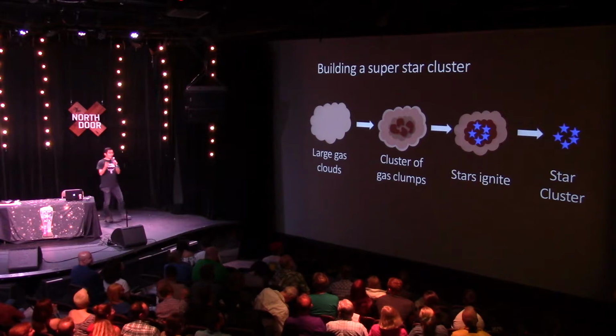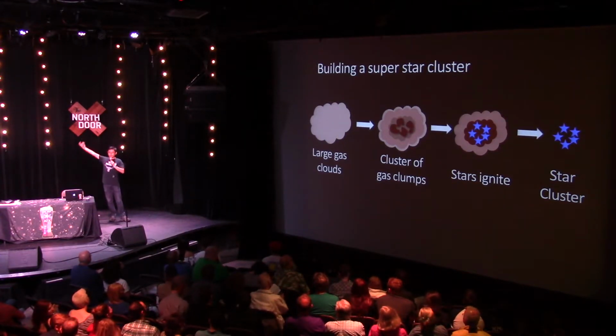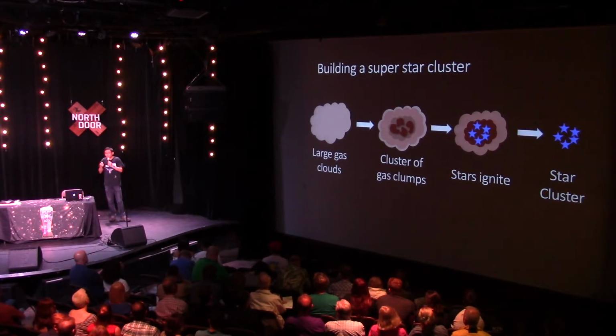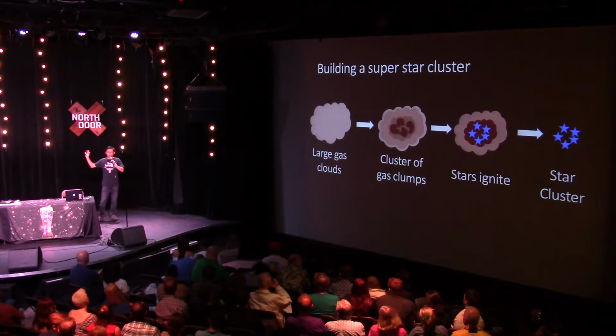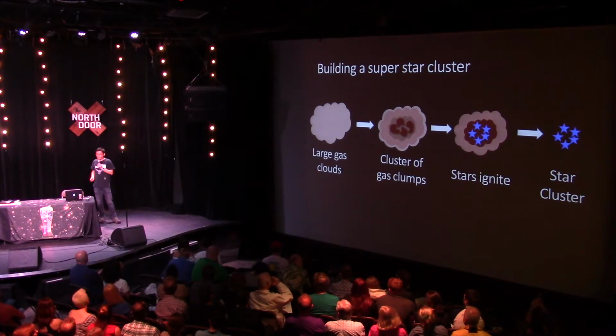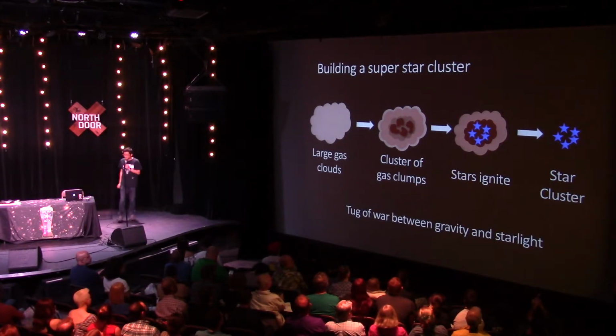So the bottom line is gravity wants to pull stuff together. So you have a gas cloud, gravity wants to pull everything together and form stars. On the other hand, starlight wants to push things further away. They're going out. It's shining light, right? So it is effectively a tug of war between gravity and starlight.